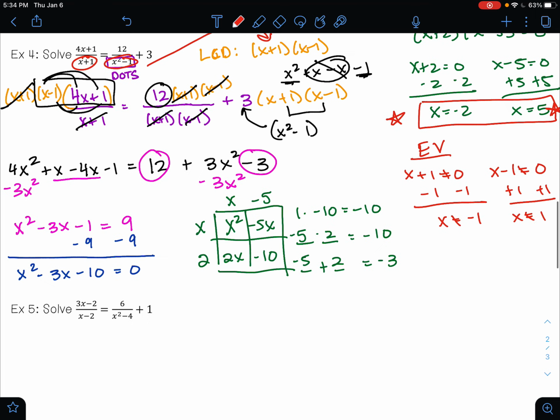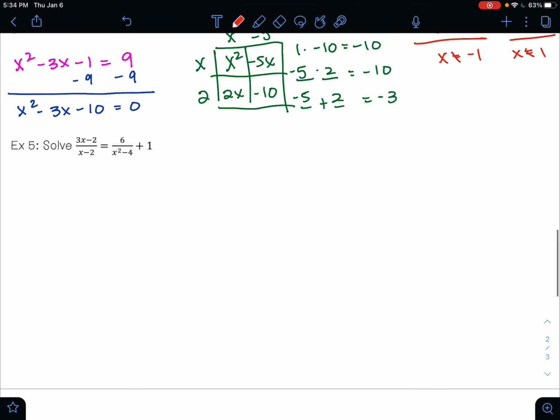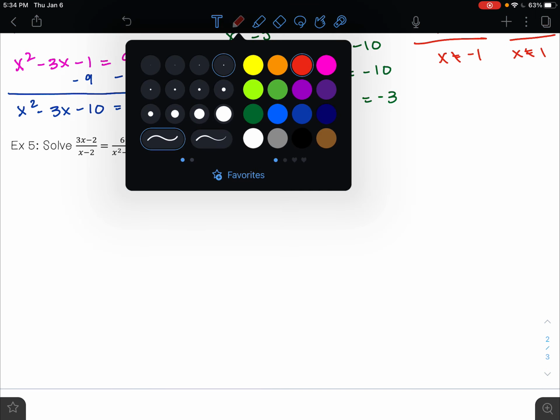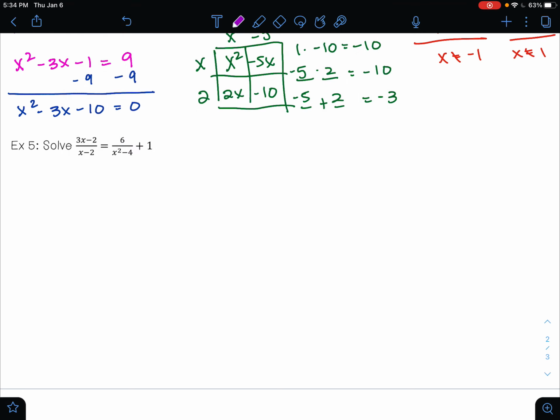And then let's go ahead and look at this last example, example 5. Again, the very first thing that you are going to want to do is factor. Again, I can see that this is a difference of 2 squares. So my first fraction is going to stay the same, 3x minus 2 over x minus 2. Here x is being squared and 4 is being squared, so that's going to be x plus 2 times x minus 2. And then I have my plus 1.